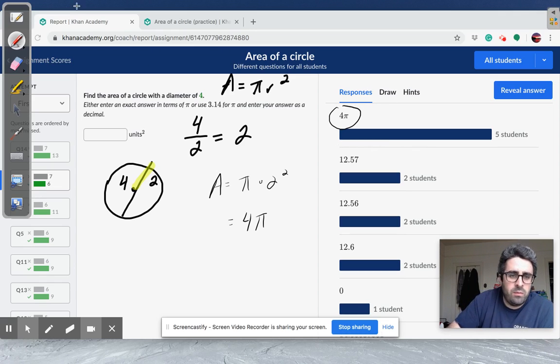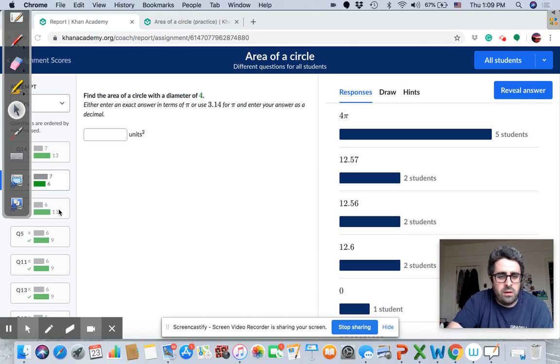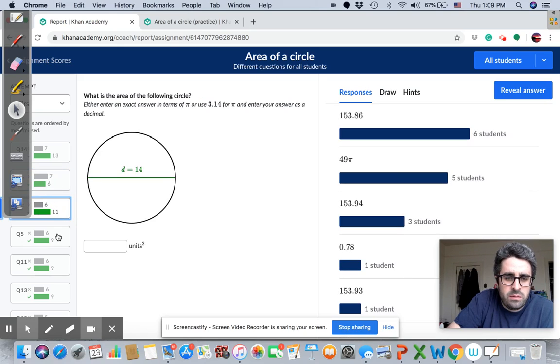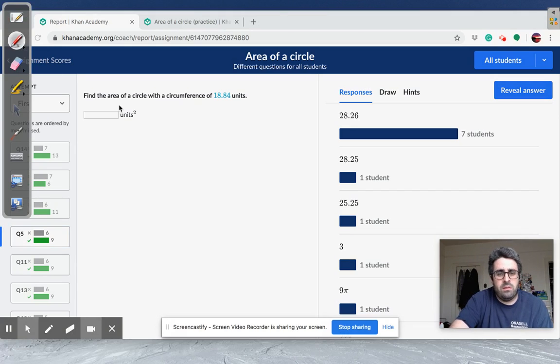All right, another one that I wanted to look at was where they gave you the circumference and you were asked to find the area. So let's find one like this. This is another diameter question. Here, this one. So this one says, find the area of a circle with a circumference of 18.84 units. So this one you had to do two different things.